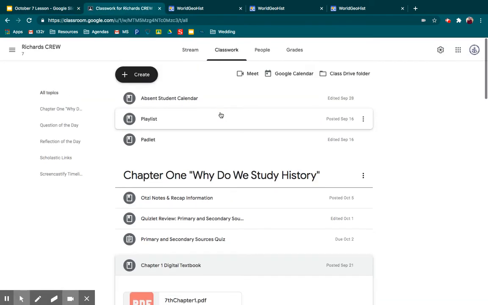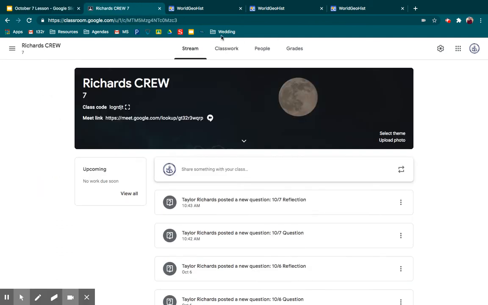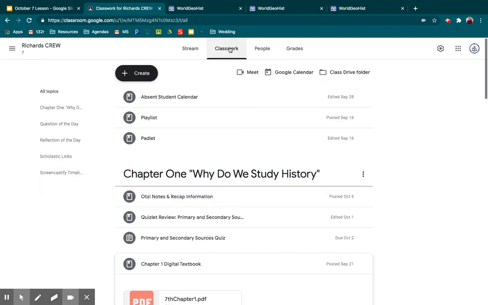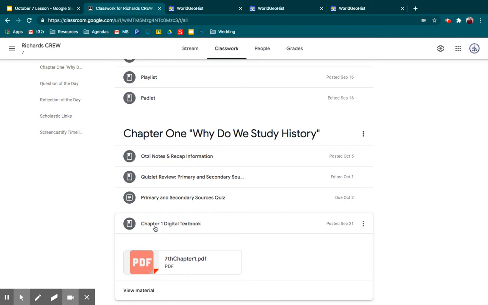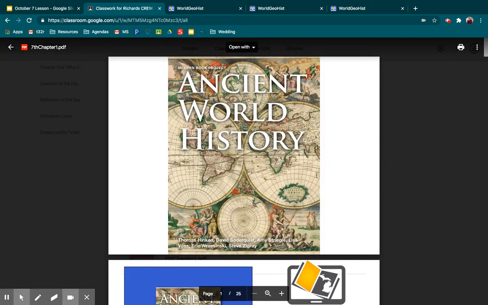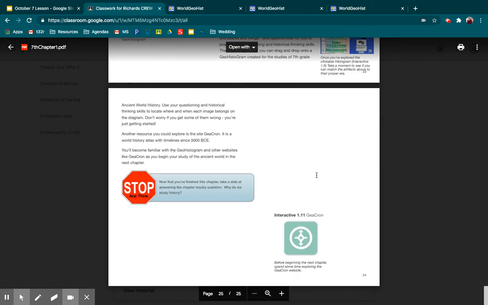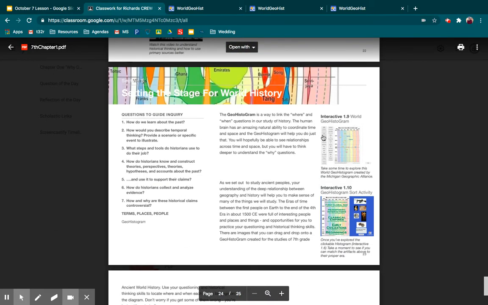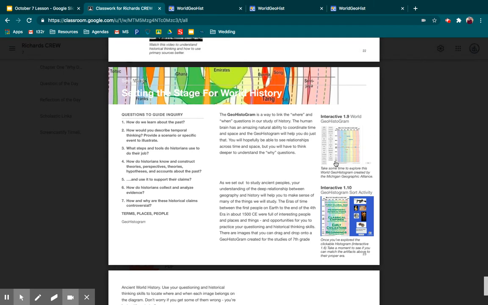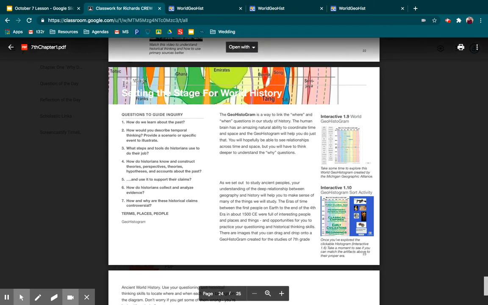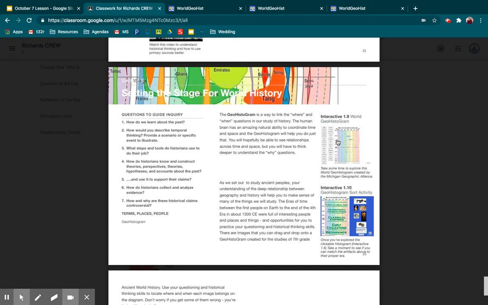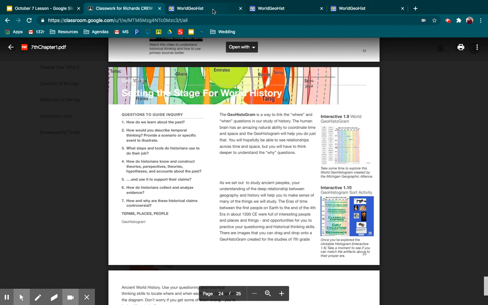So if you're in your social studies Google Classroom, go to classwork, and then your chapter one digital textbook is in chapter one, Why Do We Study History? Go ahead and choose that PDF and it'll pull it right up for you. No login or anything like that. You just scroll all the way to chapter four. It's the second to last page, 1.9. Here we go, World Geohistogram, and you're choosing that. So section five. Actually, I think it says setting the stage for world history. And that's where we went on Tuesday. All right, so you should have already been there.